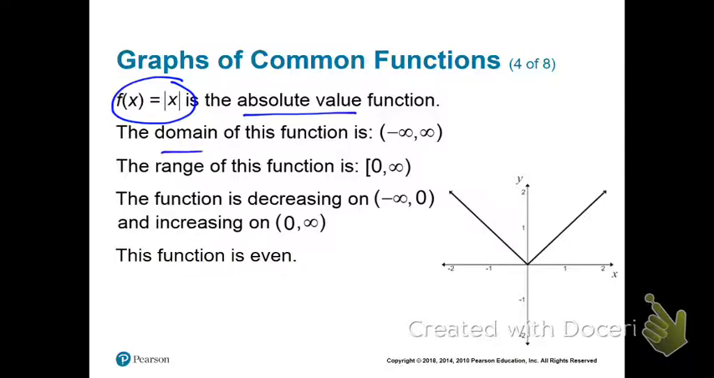So again, domain, does your graph keep going to the left? It does. To the right? It does. No gaps, no holes, no jumps in between those arrows. Therefore, your domain is negative infinity to infinity.